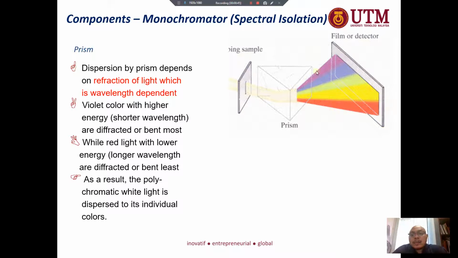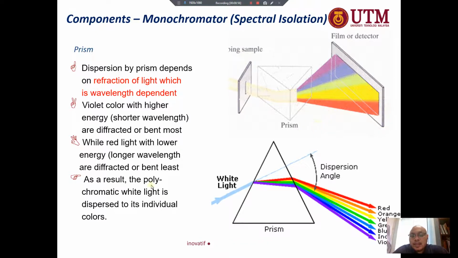As a result, the polychromatic light will disperse into individual lights. Please don't remember a lot of things. So here, instead of the diffraction grating, which we rotate, in the prism we usually adjust the exit slit over here to focus on which rays we want to select.